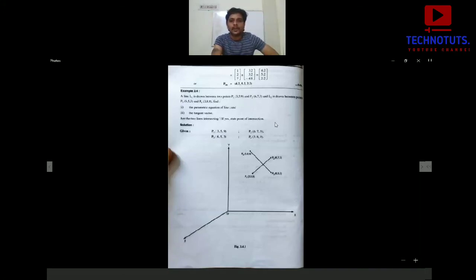Okay, friends. In a similar way, you can solve another problem also. Let us see this problem. A line L1 is drawn between two points P1 (3, 5, 9) and P2 (6, 7, 3), and L2 is drawn between points P3 (6, 5, 3) and P4 (3, 8, 9). Find the parametric equation of the line and the tangent vector. Also determine whether the two lines are intersecting. If yes, state the point of intersection. So this is the assignment question. You have to solve this problem by yourself.